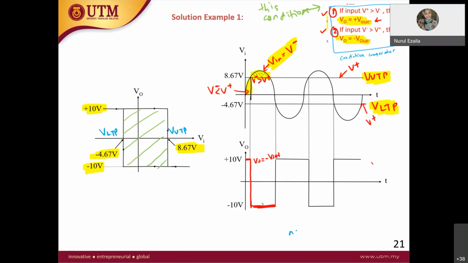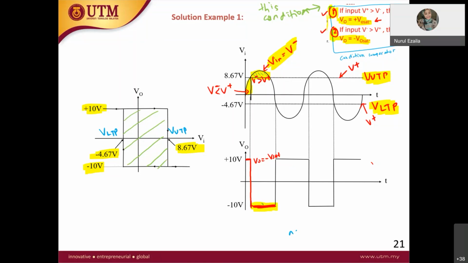So this satisfies which condition? The first condition or the second condition in the table over here? Which condition does it apply to, for this green region? This green region satisfies the second condition, which is V minus greater than V plus. Therefore, V out is equal to negative V out saturation. That's why you get this point, negative V out saturation. So let's take a look at the next one over here.